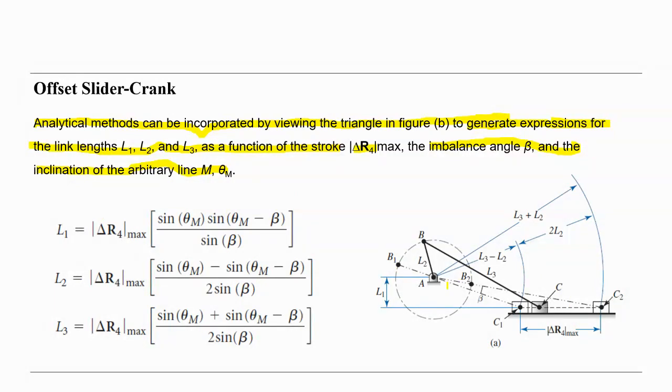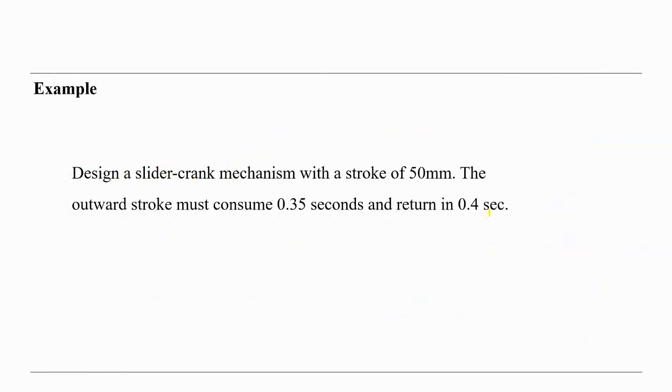The first one, we learned how we can calculate L1, L2, and L3 graphically. Now you can also calculate L1, L2, and L3 analytically, and we can design the mechanism. So there's an example here. Design a slider crank mechanism with a stroke of 50 millimeters. The outward stroke must consume 0.35 seconds and the return 0.4 seconds. So this is the homework we will do.